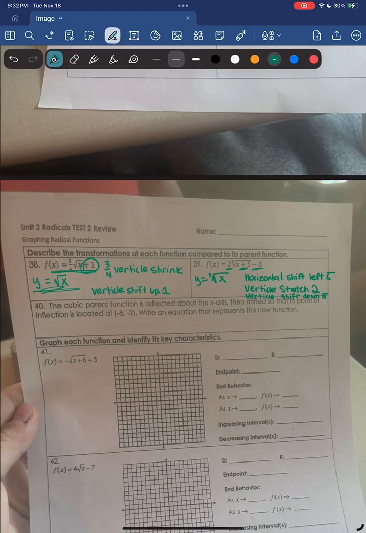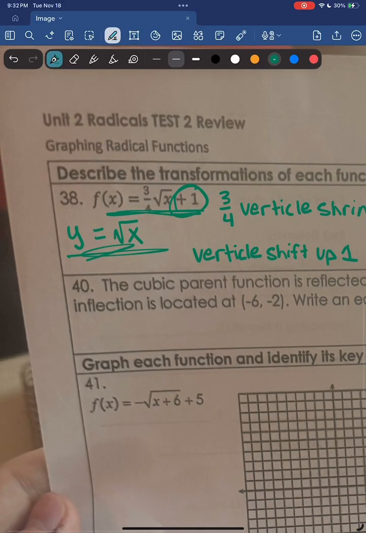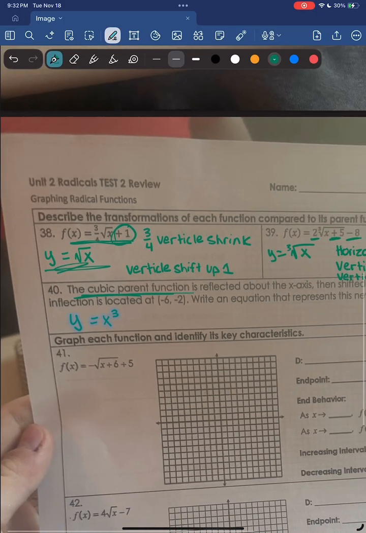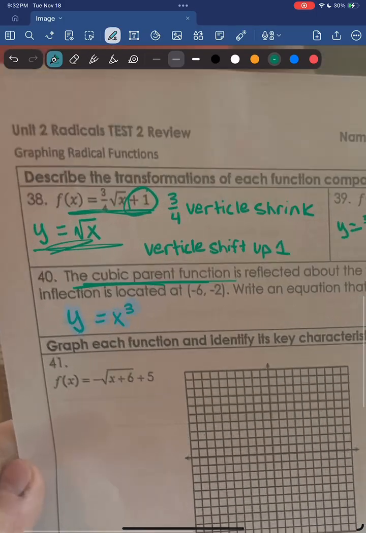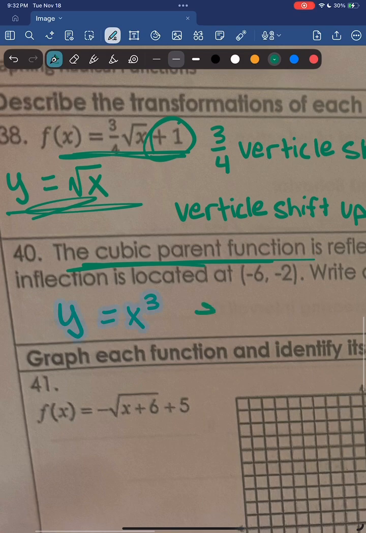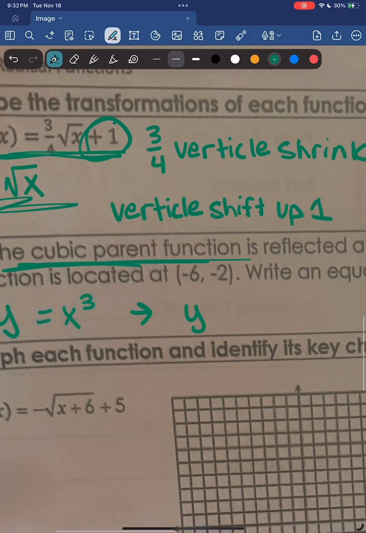Okay, so let's see if we know. Let's just be very basic, right? So we have, it's cubic, right? Cubic means to the third. So we have y is equal to x to the third, right? Is reflected about the x-axis. So what does that mean? We can now move to saying it's reflected across the x-axis, which means it's negative, right?